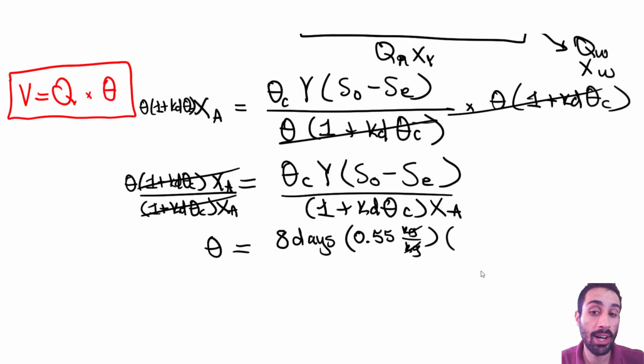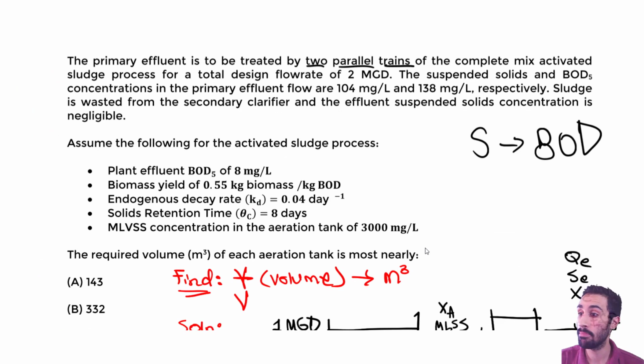Now for S naught and SE, this can be confusing, especially with this problem statement. S naught is your influent. It's defined in the handbook as the influent BOD or COD concentration. So just note that S is for BOD.